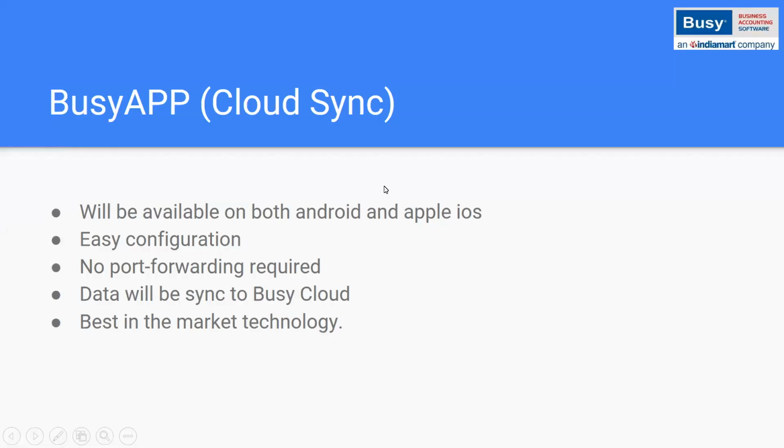First of all, we will discuss the Busy app Cloud Sync. We already have a mobile app, but this is not an upgraded version of the mobile app that we are having right now. It's a totally new mobile app. It will work parallelly with the old mobile app, and later on the old mobile app will be discontinued in future. So why this new mobile app?